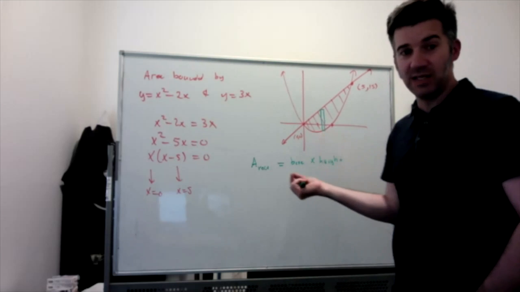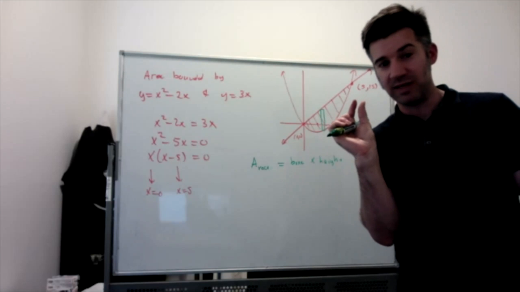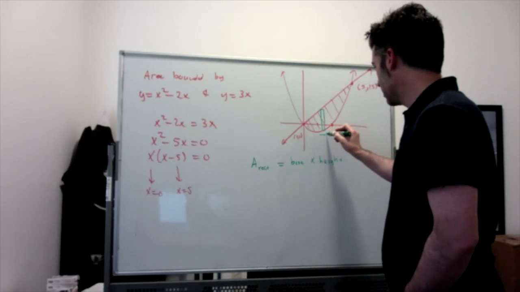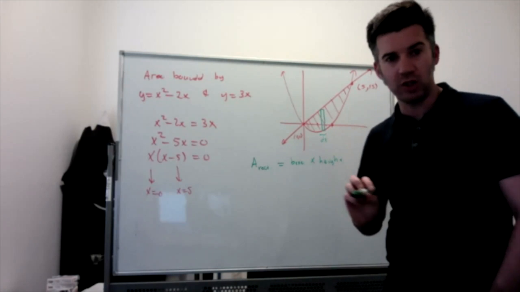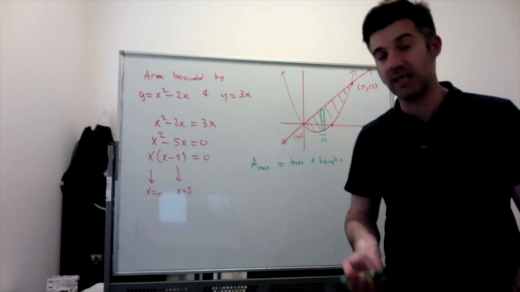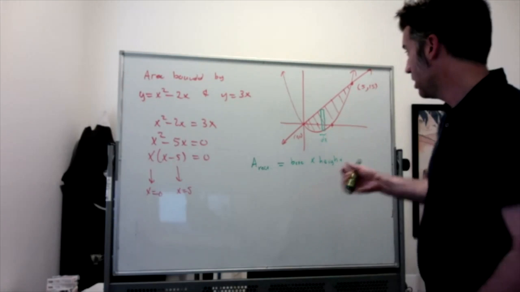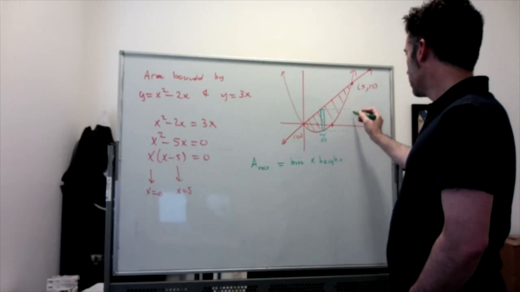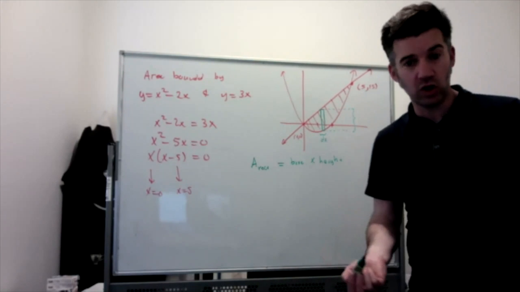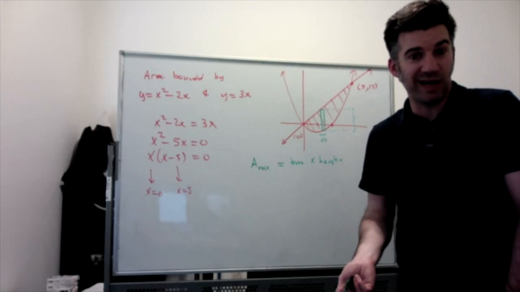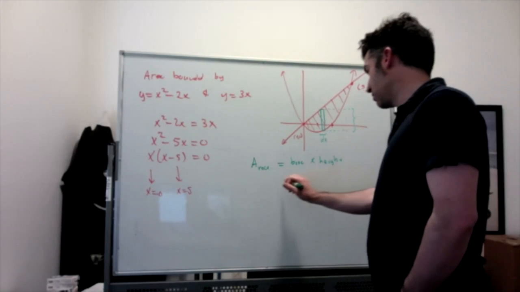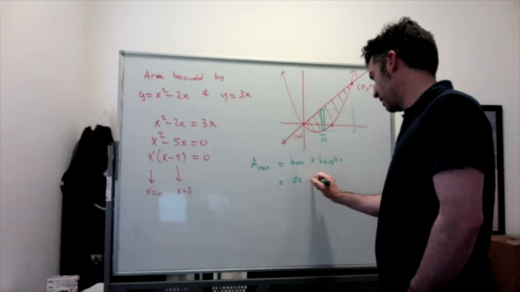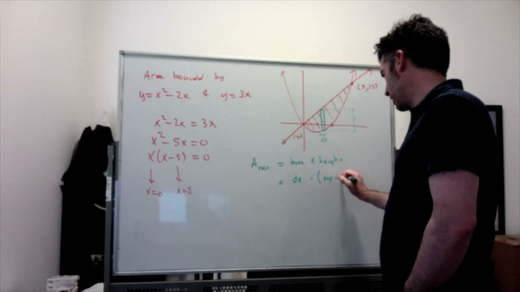The base is delta x, but since we're doing integrals, we're going to call it dx. So this base is a small change in x, dx, an infinitesimal change in x. The height there is given by the difference in the functions. It's the top function minus the bottom function. So this is going to be, I kind of meant to write this in the other order, oh well. It's going to be dx times the top minus the bottom function.